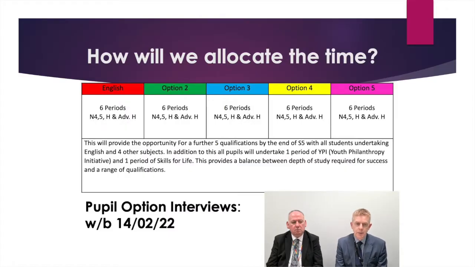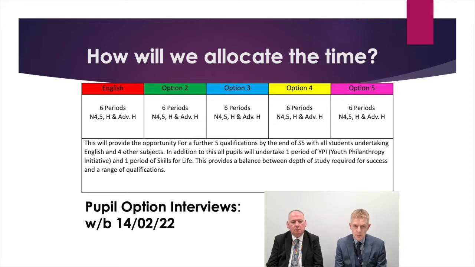The time's allocated across 5 columns. Each column offers us the opportunity of 6 periods. There is also an additional period for Skills for Life with the pupil support teacher, and YPI, which is the Youth Philanthropy Initiative, which allows pupils the opportunity to look at charitable organisations and their impact on the community. Within the 5 columns and 6 periods, English is a fundamental and compulsory requirement. From the other 4 options available, pupils will choose subjects based on their previous experience in the subjects they undertook.